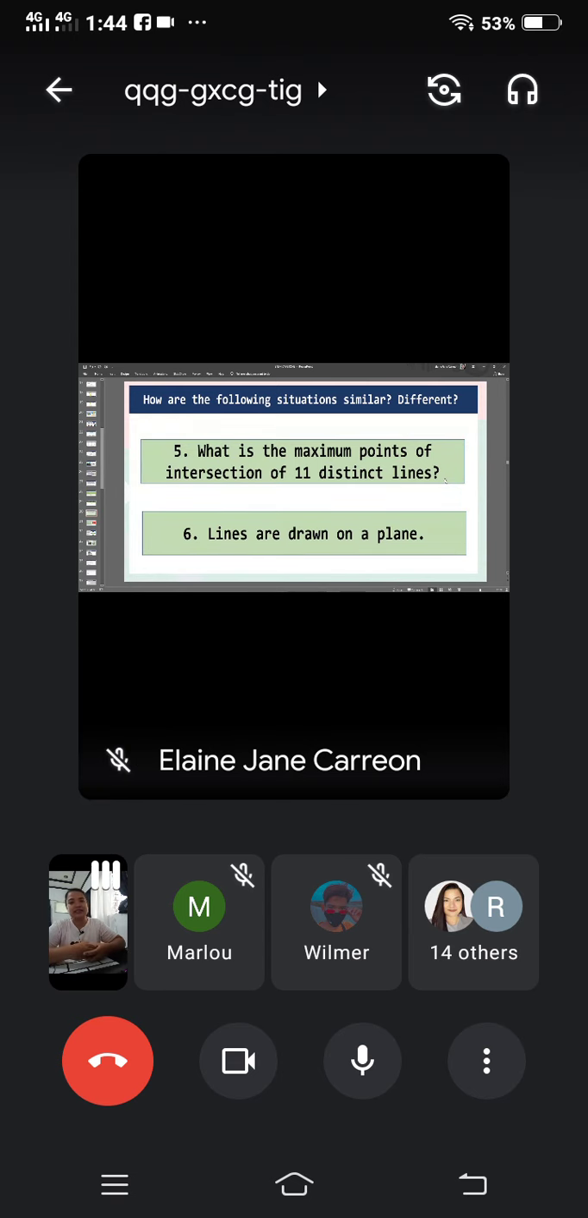So let's analyze. Number 5, it does not mean that a question cannot be open-ended. Questions can be open-ended. It just so happens that in our examples, the distinct ones are always questions, and the open-ended ones are always declarative sentences. So number 5 says, what is the maximum points of intersection of 11 distinct lines? It is very precise. The given is there right away and you immediately know what the problem is. While number 6 is very vague, meaning unclear. Lines are drawn on a plane. So what is the problem? You would ask, what is the problem here? So that is what I mean. Lines are drawn on a plane.